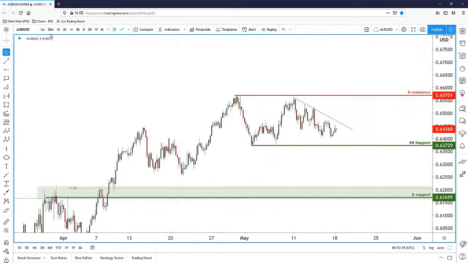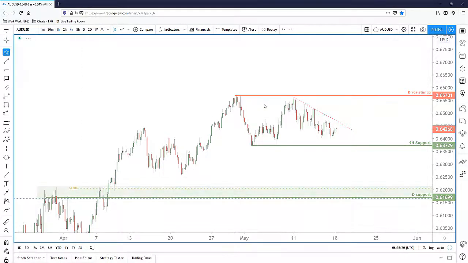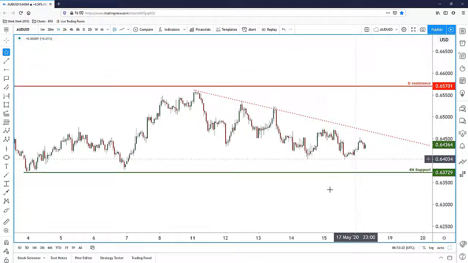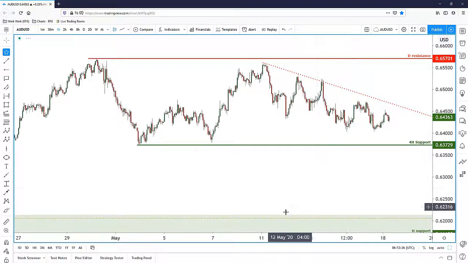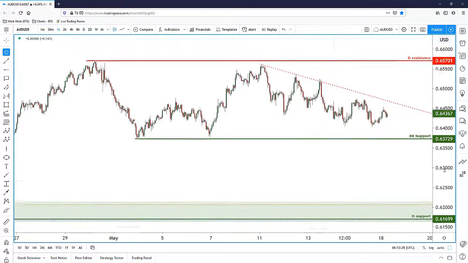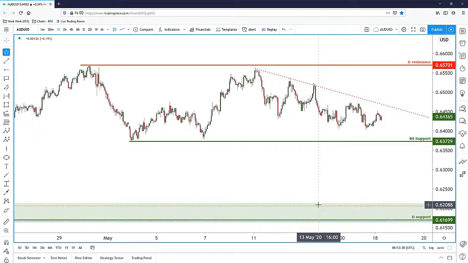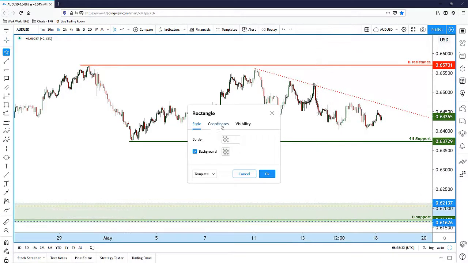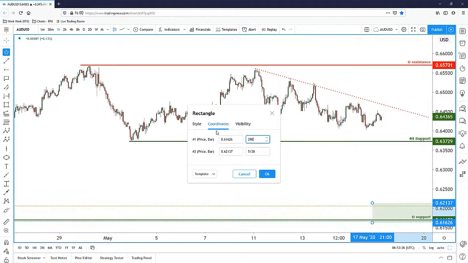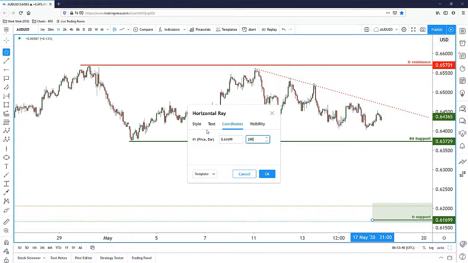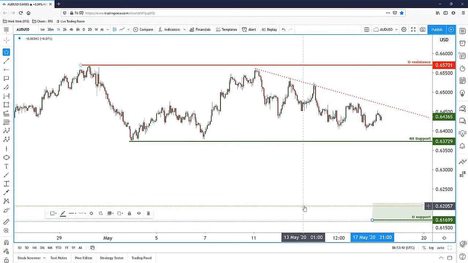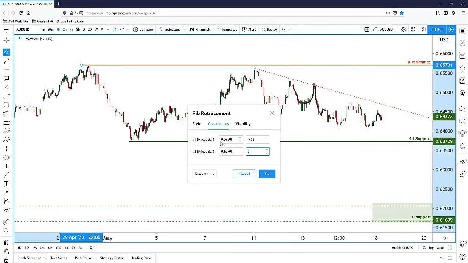Okay, and for this, let's go down to the 1 hour. Okay, so we just want to focus on these recent areas here. Okay, let me just tidy this up. So we have the daily support and the levels on how we get the daily support.